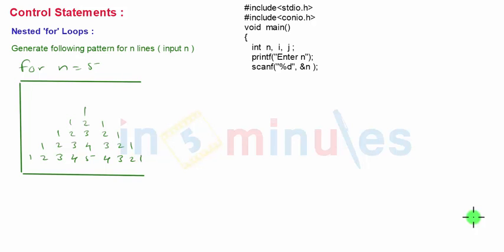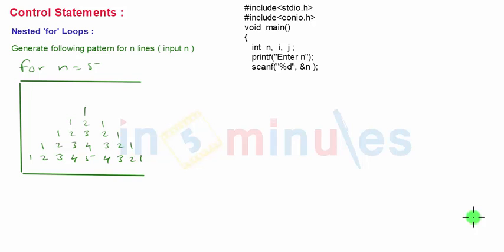Let's generate the following pattern with n lines using nested for loops. Assuming n equal to 5, the output is given as follows. It prints 1, then 1 2 1, then 1 2 3 2 1, then 1 2 3 4 3 2 1 and so on. So the last line has 1 to n and then again n minus 1 to 1 outputs.